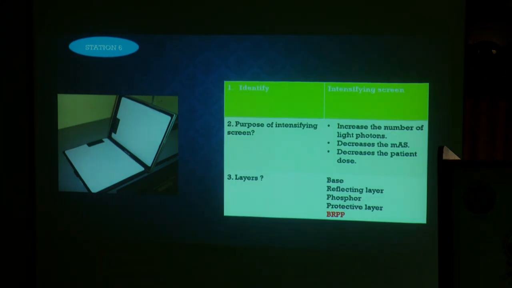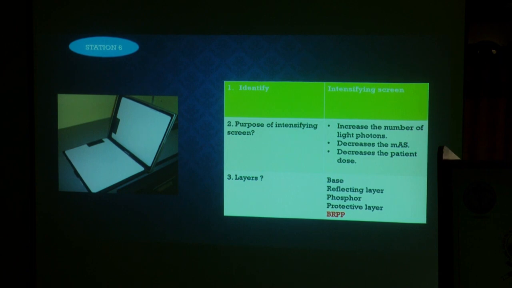Now coming to next station, identify the device. Whenever they show this plain white thing, it is intensifying screens within the cassette. Intensifying screens. So what is the purpose of intensifying screen? To increase the number of light photons and to decrease the mAs, to decrease the patient dose. What are the layers of intensifying screens? Base, reflective layer, phosphor and protective layer. Within these four, phosphor is the most important one.